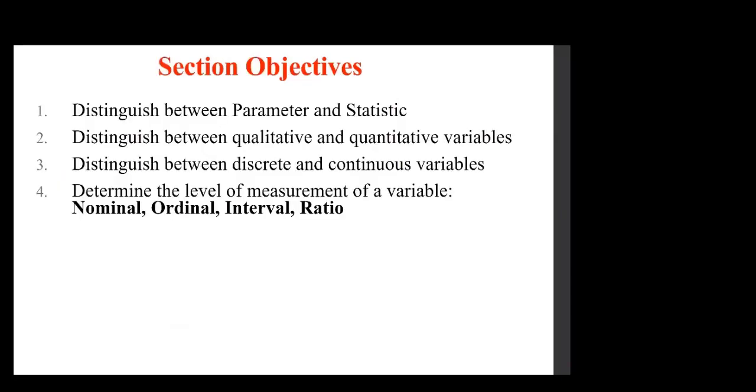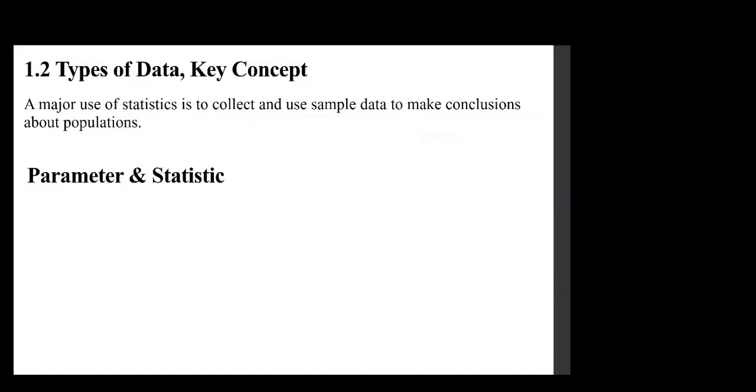In this section, we want to look at various parts of data: parameter versus statistics, qualitative versus quantitative, discrete versus continuous, and various levels of measurement. And now we are going to look at this section, starting with the idea behind some definitions.